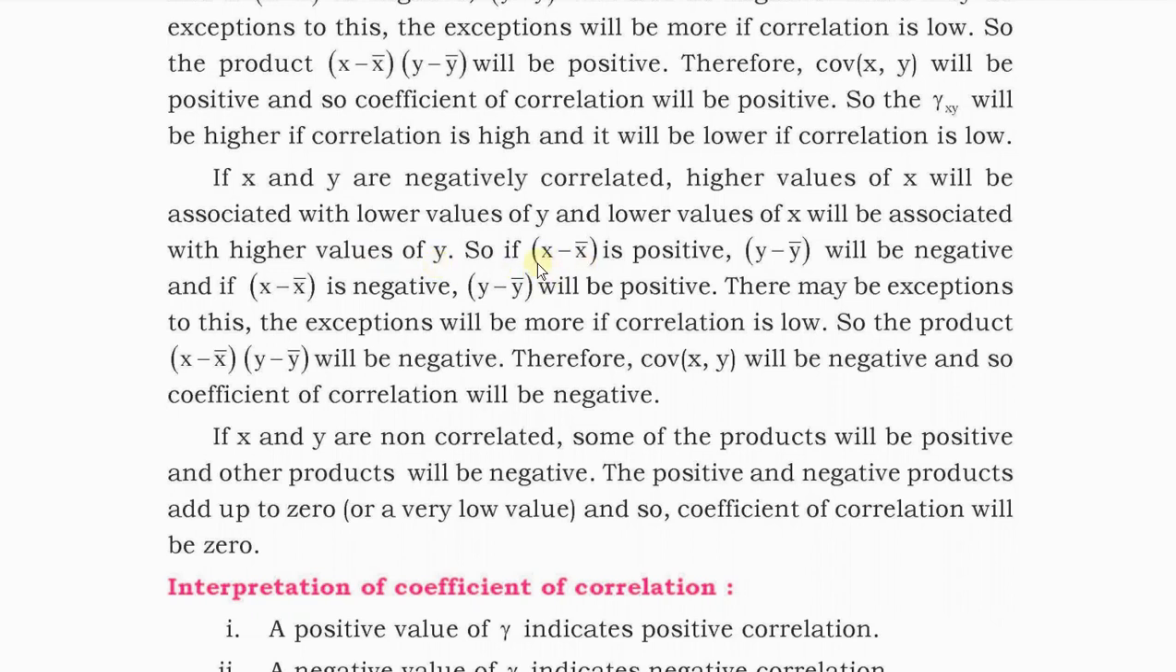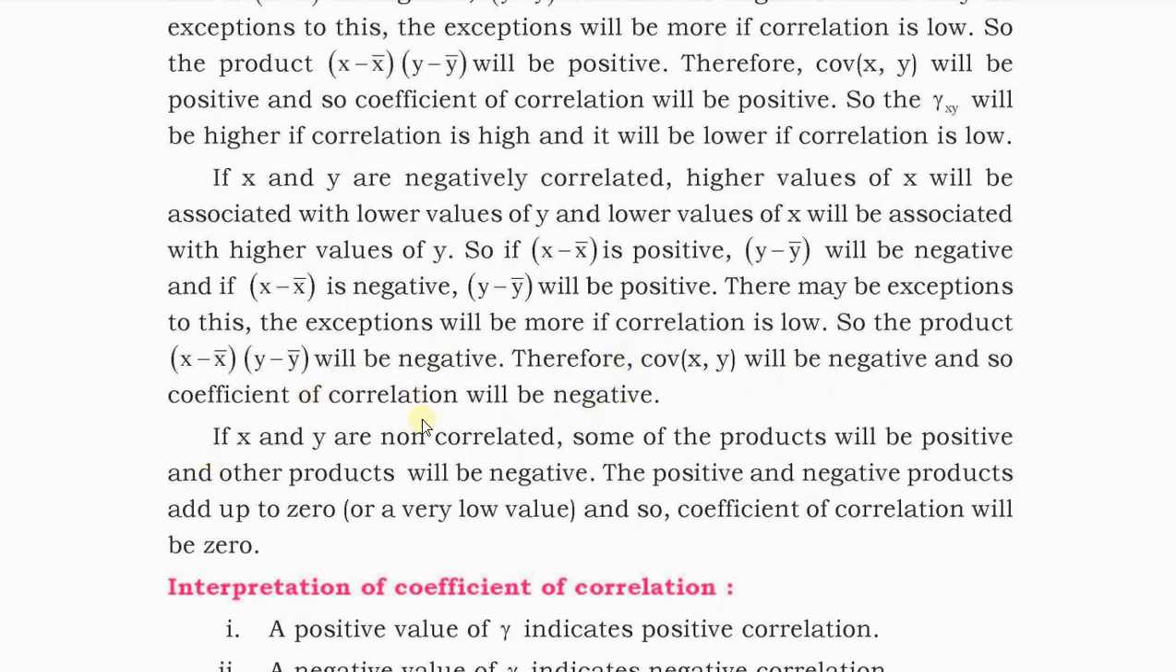So, again in the covariance formula, if x minus x bar is positive, then y minus y bar will be negative, or vice versa. If x minus x bar is negative, then y minus y bar will be positive. There may be exceptions here. The exceptions increase if the correlation is low. Okay. So the numerator of the correlation formula, that is x minus x bar into y minus y bar, will be negative, which will in turn result in a negative number. So therefore covariance of xy will be negative, and so the coefficient of correlation will be negative. If covariance is negative, then the correlation coefficient will also be negative.